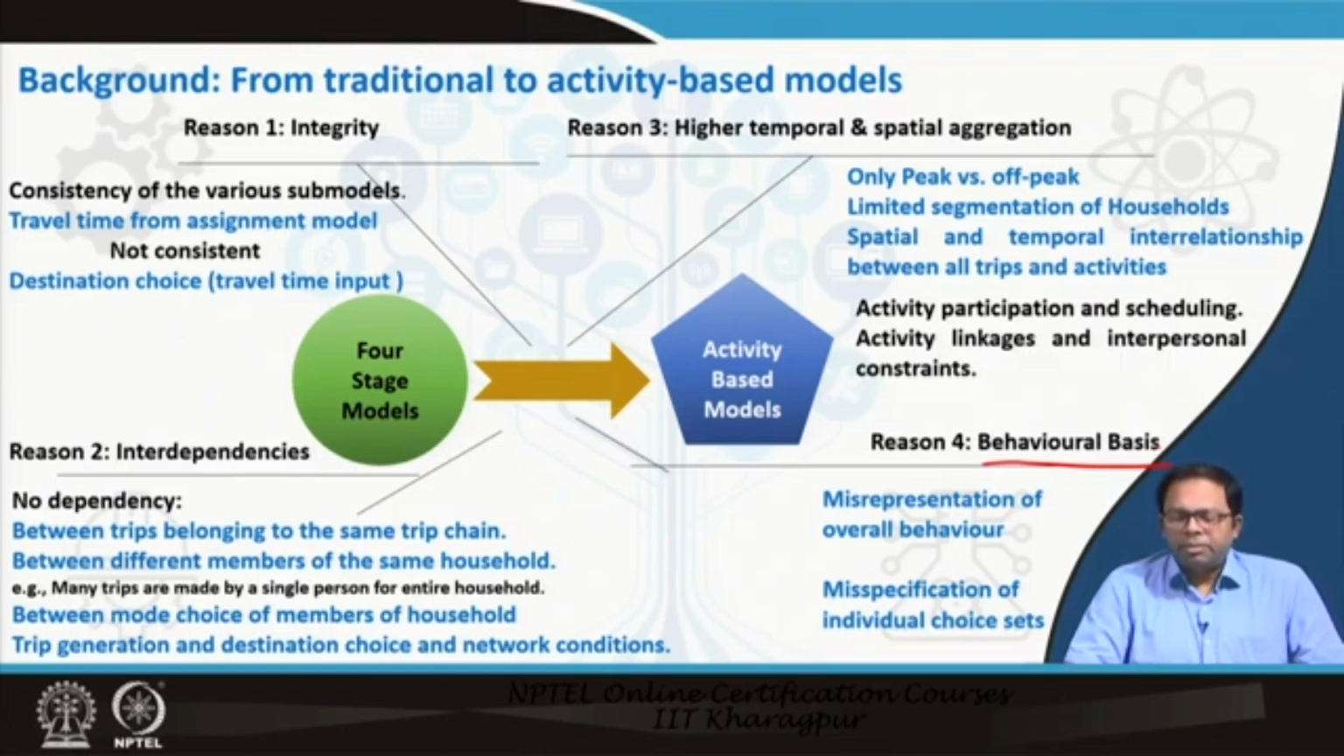Finally, we also look into the behavioral basis. In 4-stage models there is misspecification of individual choice sets. That means we are not aware of what this particular individual is able to get, because we are not considering all sorts of constraints. We may be only looking at the available modes in his particular locality, but because of many other constraints he may not be able to use some of those modes. So this is misspecification of individual choice sets, or misrepresentation of overall behavior. These issues were there in the 4-stage model, and could be taken care of in the activity-based model.